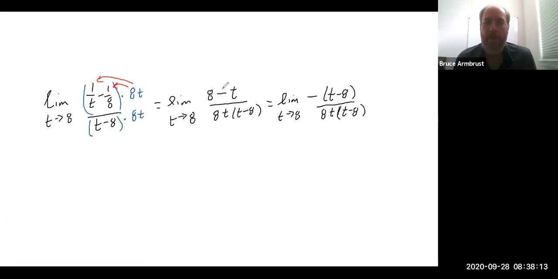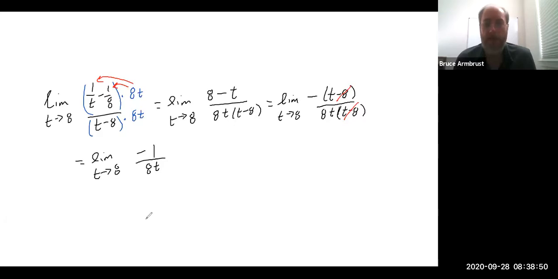So if you ever have a case where one of the factors looks exactly the same as the other one, just with all the signs different, pull out a minus, pull out a negative. Because now I can do my slash of those factors. And what I'm left with then is a limit as t goes to 8 of -1, since all that other stuff cancels, I'm just left with the -1 over 8t.